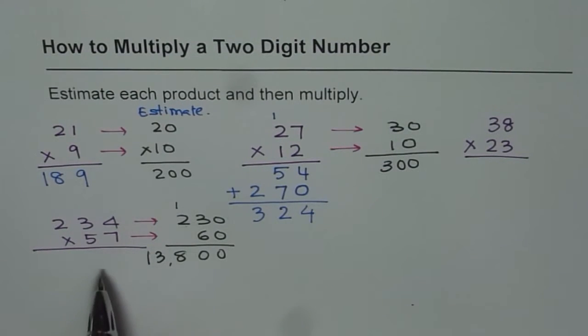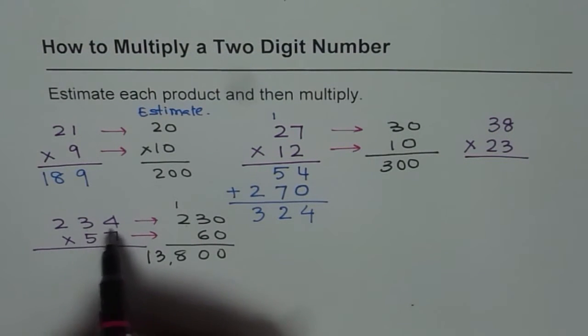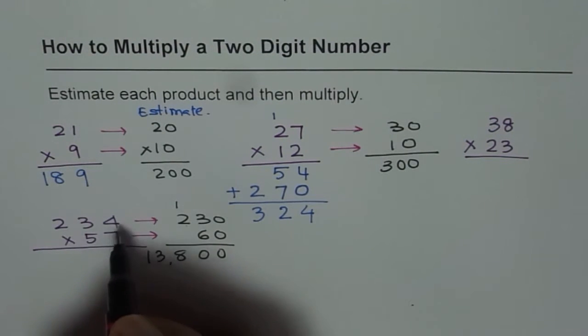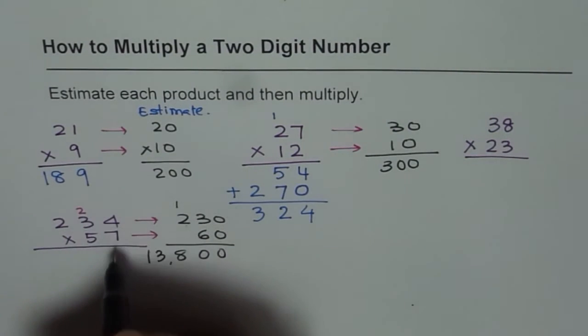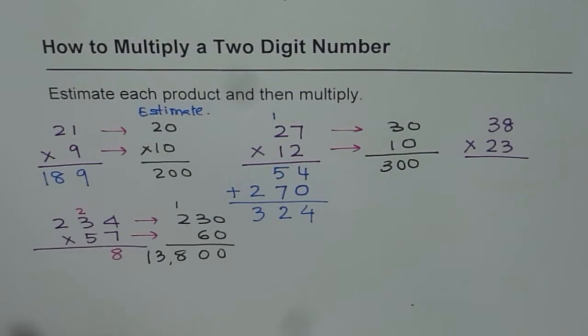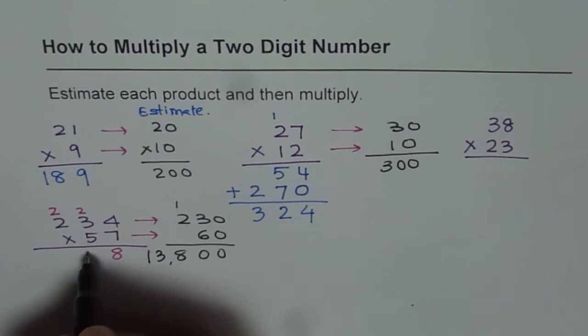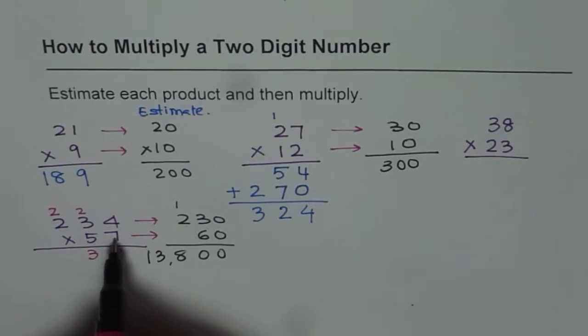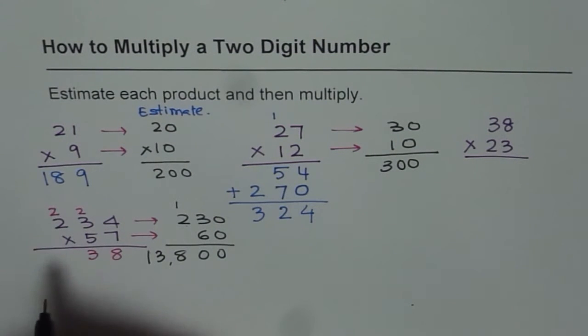Now how do we do the actual multiplication? In that case, we have to first multiply by 7 all the three numbers. 7 times 4 is 28, 2 and 8. 7 times 3 is 21, plus 2 is 23. So you can write 2 here and 3 here. 7 times 2 is 14. Add 2, you get 16. It is important to write these numbers in the correct position.